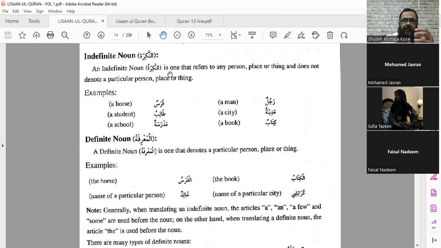So common means, I repeat, what do we mean by common? It means a common name that can be given to a person, a place, or thing, but that does not indicate any particular person, place, or thing, any specific place or thing. That is why it's a common noun. But when we talk about a proper noun, that is a proper name of a person, place, or thing, and we are going to discuss that.